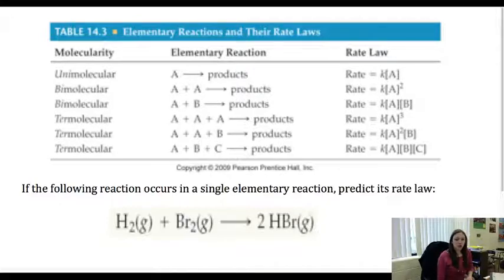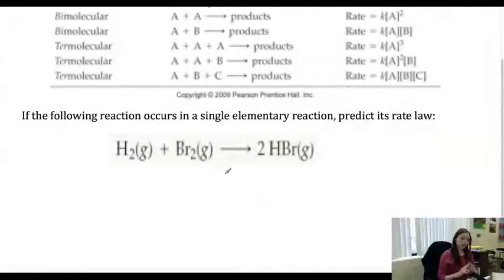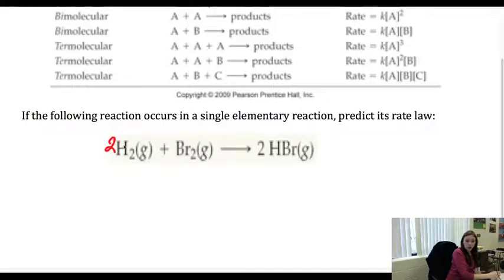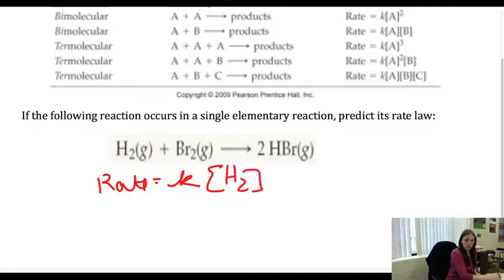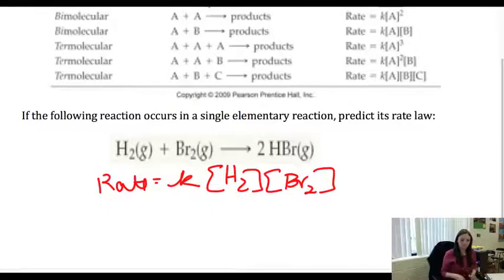Okay, so if the following reaction occurs in a single elementary step, predict the rate law. Okay, so I have 2 things going on here. I have a bimolecular reaction. Okay, if one of these was a 2, I would have a termolecular reaction. So then I would have 3 things that would have to collide, even though they're not 3 different things. But it's not. So I have a rate equals K times the concentration of H2 times the concentration of Br2. And that there is my rate law.